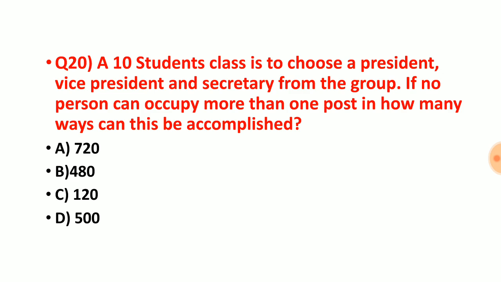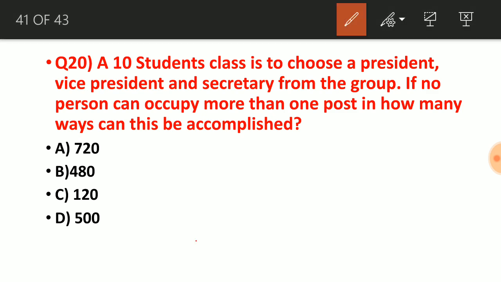Question number 20. A 10 student class is to choose a president, vice president and secretary from the group. If no person can occupy more than one post, in how many ways can this be accomplished? In this case, for the first, second and third posts, 3 choices are there. Out of 10 students, 1 can be the president. So there are 10 ways in which we can select the president.